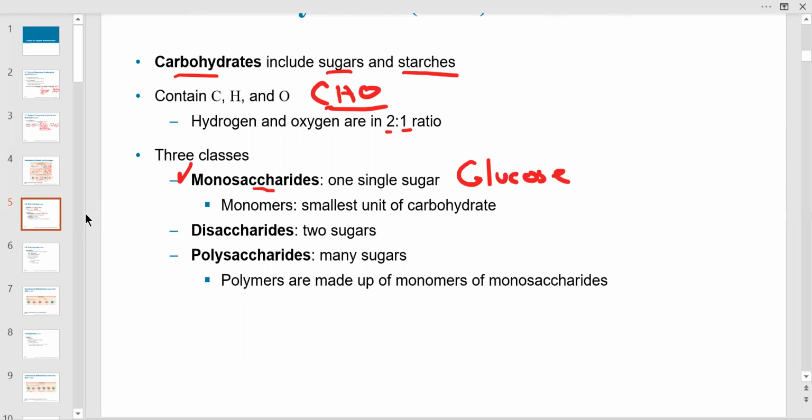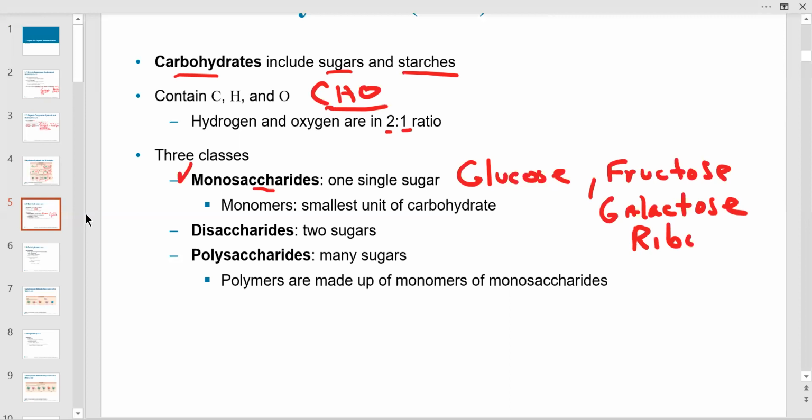Another example is fructose. And another example is galactose. And we can go to another one called ribose. They're all monomers. They're all monosaccharides. Ribose is the one we see in the nucleic acid nucleotides, and deoxyribose in DNA. So deoxyribose in DNA just removes one oxygen.